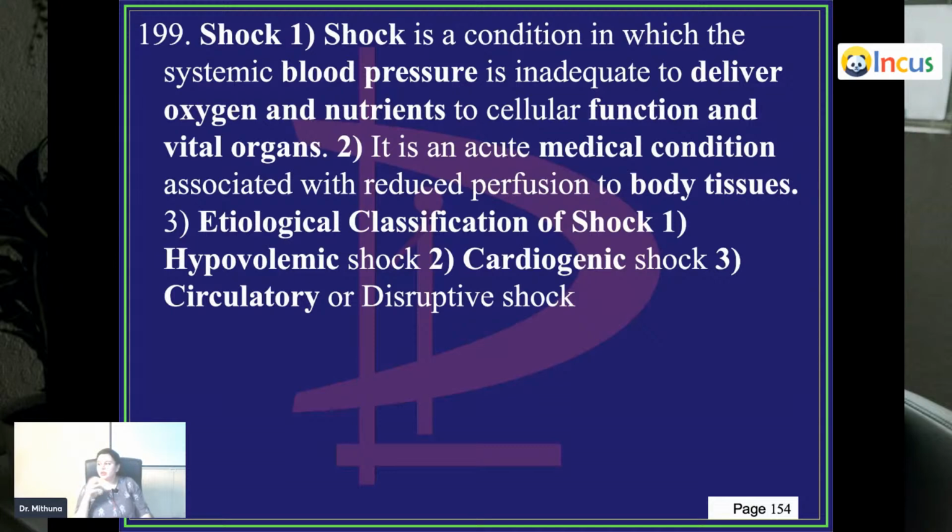Etiological classification, we have different types of shock. So one is hypovolemic shock. The name itself says volume is less. And cardiogenic. Cardio means it's involved with the heart. And the third one is circulatory shock or disruptive shock.